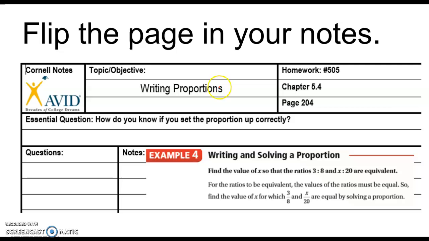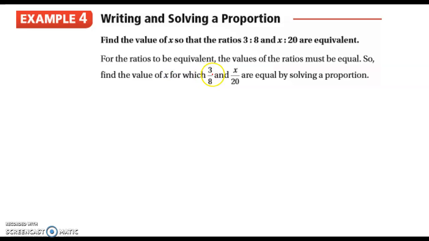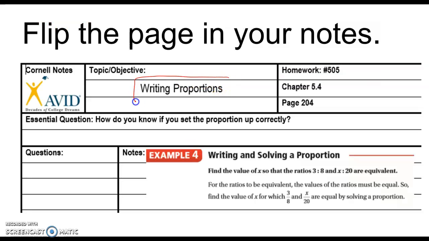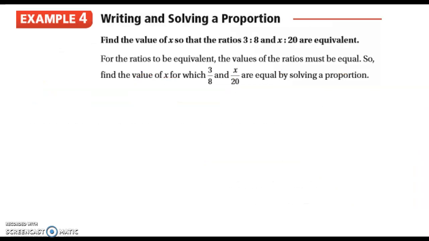All right, let's go ahead then and skip to our notes for today. Today, we are writing proportions. So flip to the one that says writing proportions, homework 505, chapter 5.4, page 204 in our Big Ideas book online. All right, so this is part two of solving proportions. So now we're going to write out the proportions and then we need to solve them.